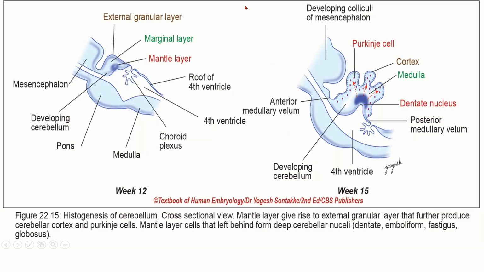So you can see the differentiation of. You can see here, this is the mantle layer. Few cells have migrated to the surface, forming the external granular layer. And you can see the external granular layer differentiating into the molecular layer, Purkinje cell layer, and granular layer. And you can see the remaining part of the mantle layer is forming the deep cerebellar nuclei, namely the dentate nucleus, emboliform nucleus, globose nucleus, and fastigial nucleus.